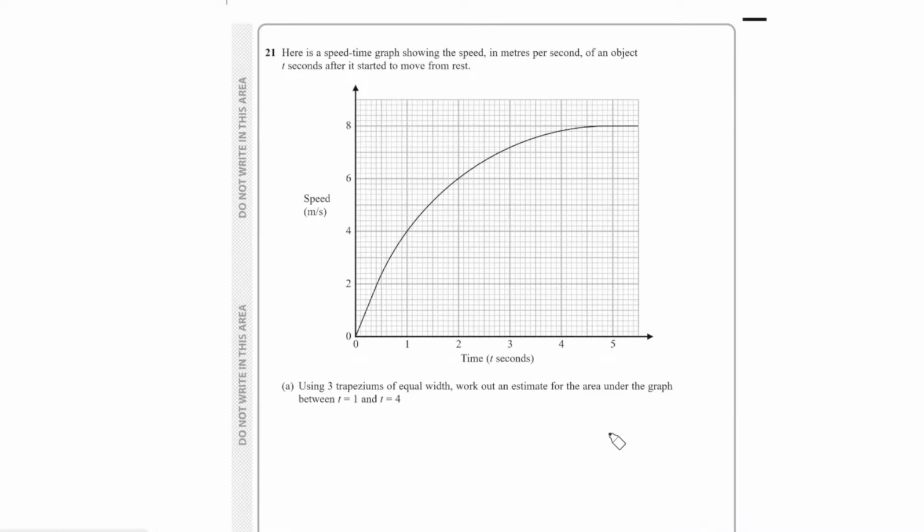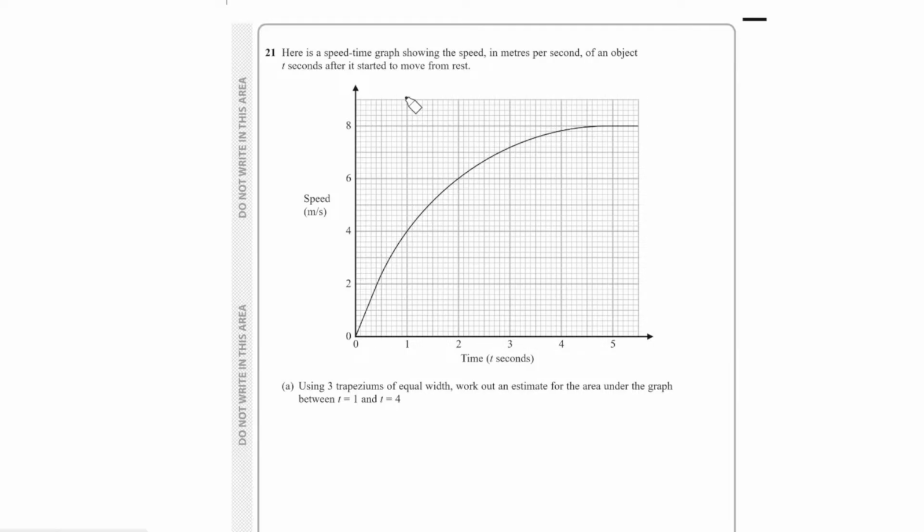Oh, this is the question I was saying came up in your paper as well. I think it was part A and part B. You had the tangent one, then you had this, or something similar to this. So again, I don't think they'll ask this twice. It's quite specific, isn't it? But we'll look at it anyway.